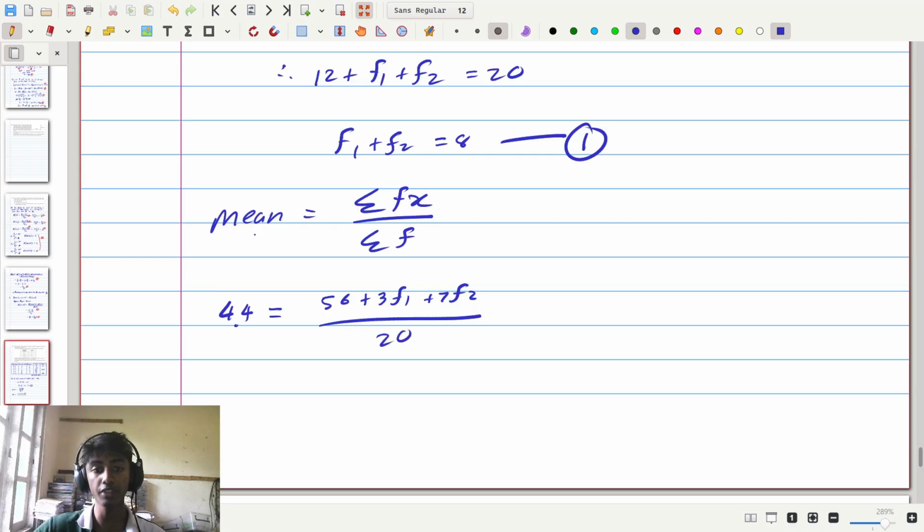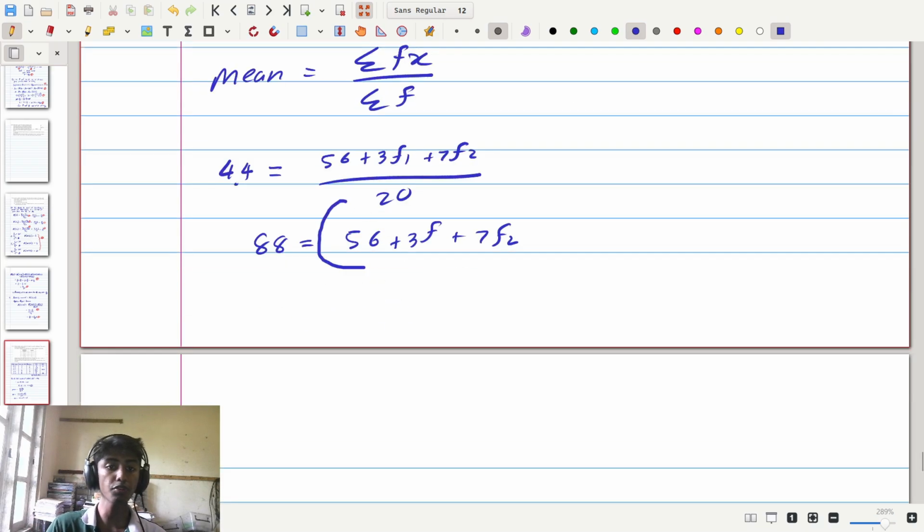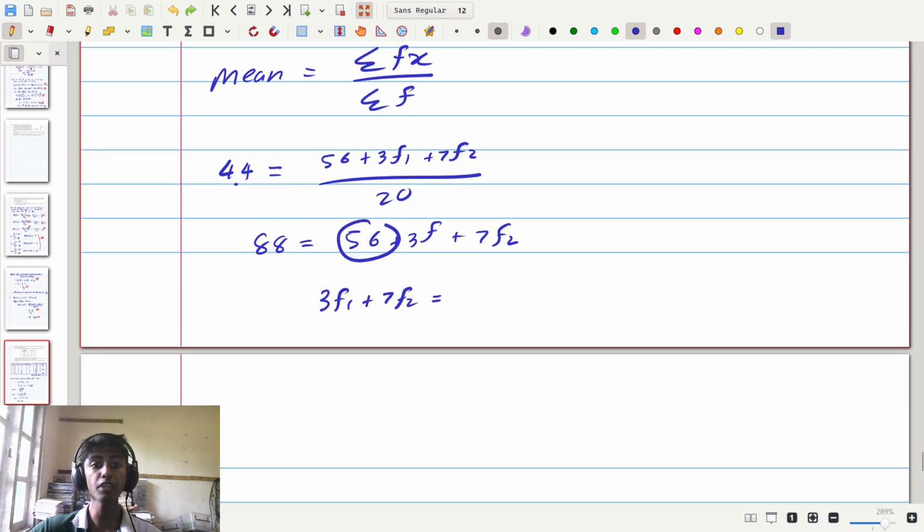Rearranging this, we get 88 on the left hand side, and on the right hand side we get 56 plus 3f1 plus 7f2. Now if we take this 56 to the other side, we can rearrange this to 3f1 plus 7f2 equals 88 minus 56, which is going to be equal to 32. So we get 3f1 plus 7f2 equals 32, and this is going to be equation number 2.